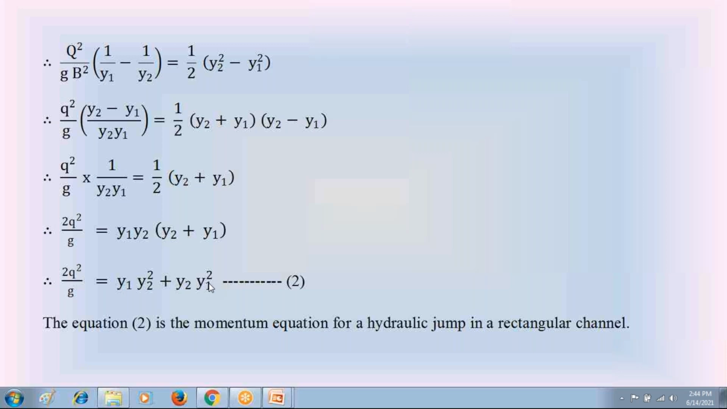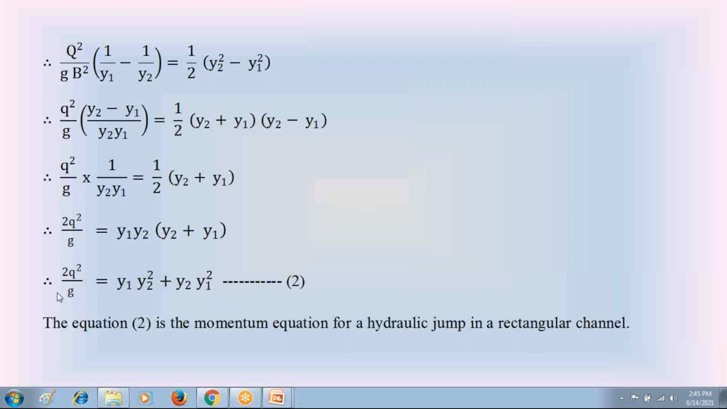Up to that equation 2, if you have any doubts, okay, coming to that equation 2, continue. We will continue from equation 2. Check this equation 2, please everyone.